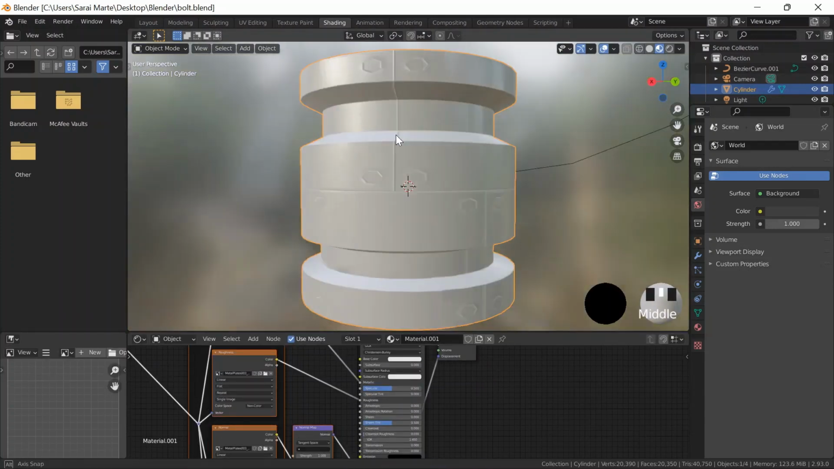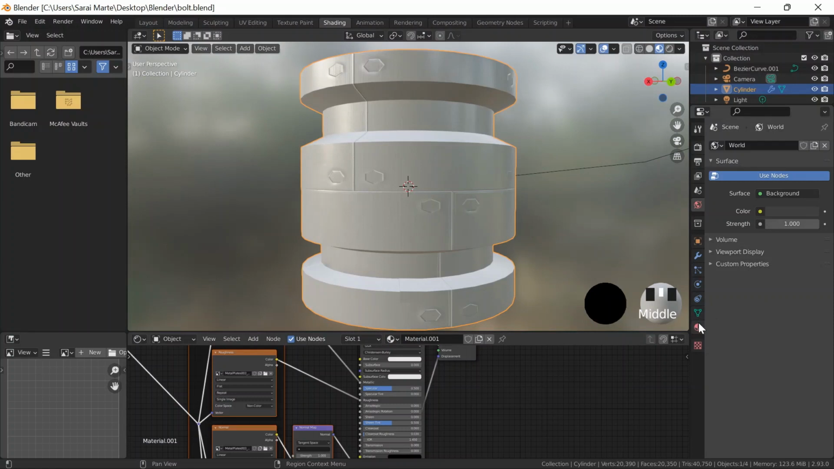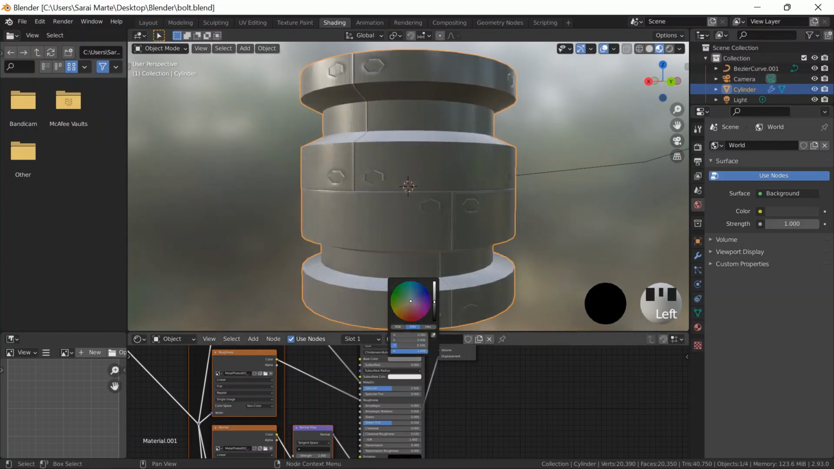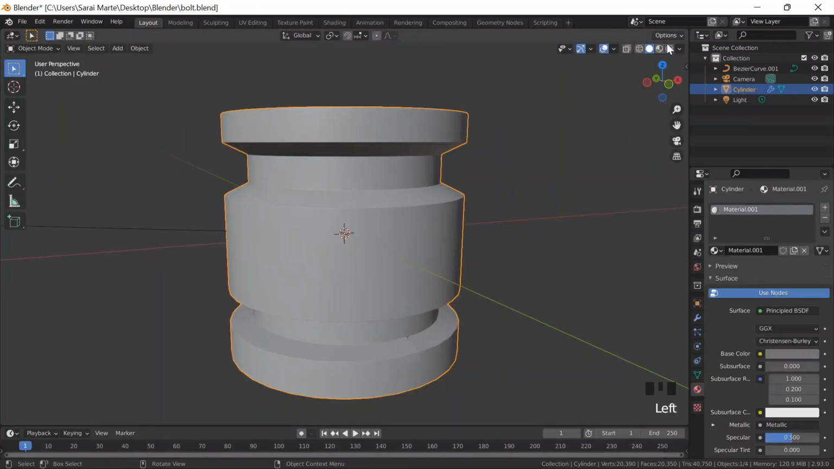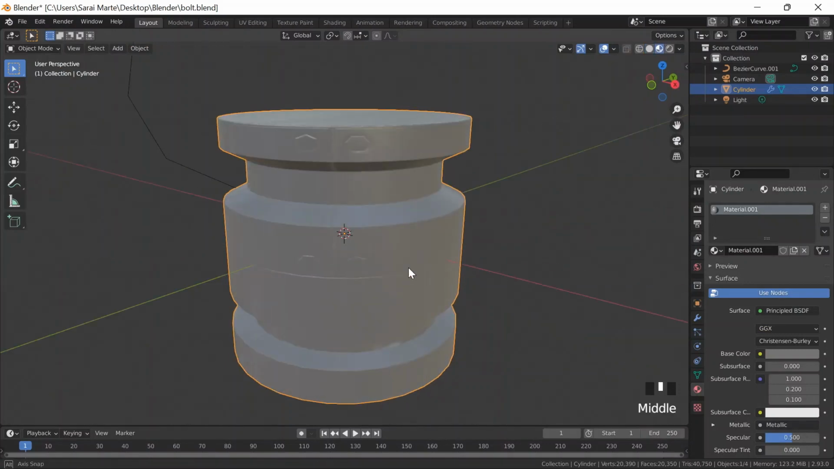Okay, so as you can see, it's like that, but the color's a little weird, so we're gonna change it to be a little darker. See, Sarai likes that better. Okay, back to layout. Let's turn this on so you can see how pretty it is.